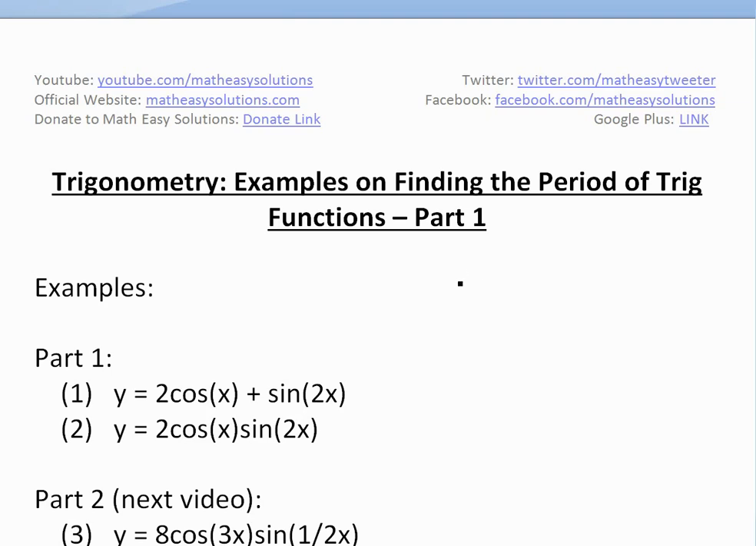It's time for another Math Easy Solution. Here to discuss more trigonometry and look at basic examples on finding the period of trigonometric functions. Do part one of this series to go over these two examples here.